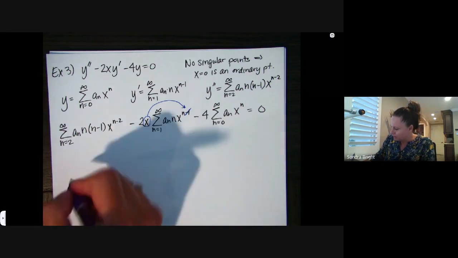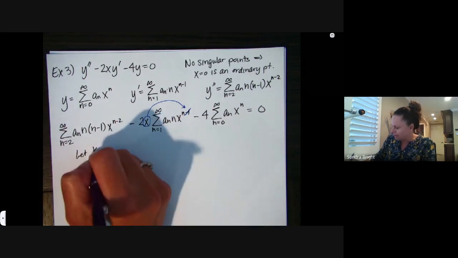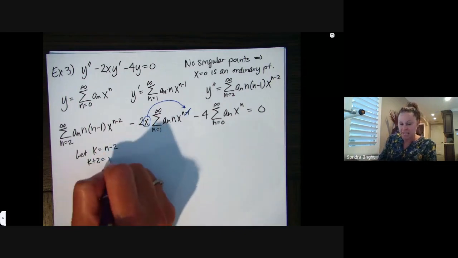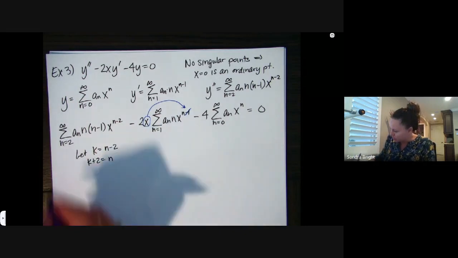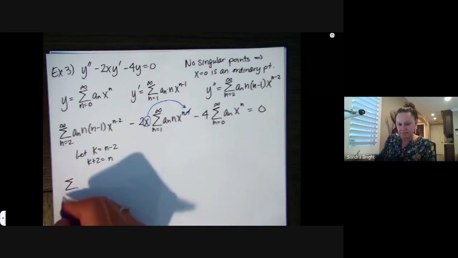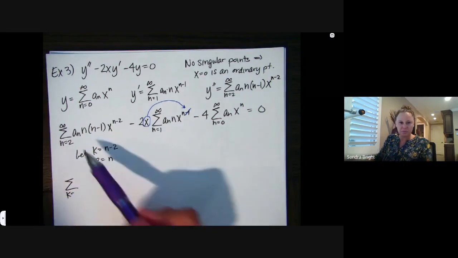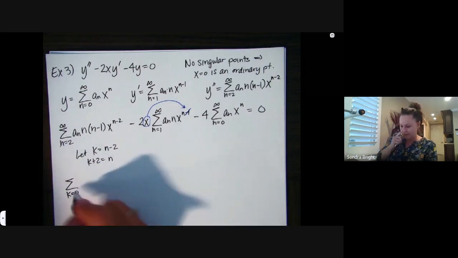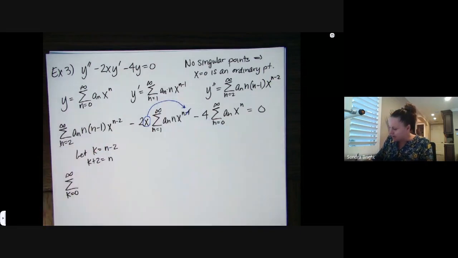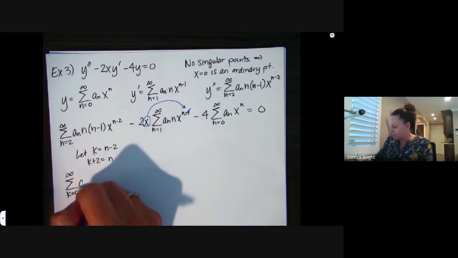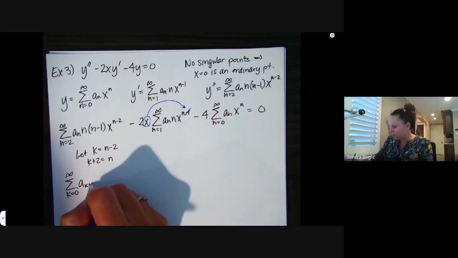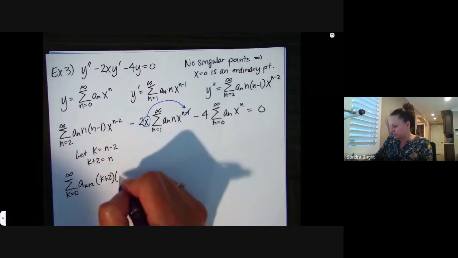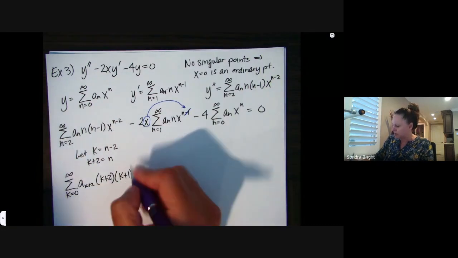So I'm going to let k equal n minus 2 here, which means k plus 2 is equal to n. So this gets replaced with k. Technically it's k plus 2 equals 2, but that makes it k equals 0 to infinity of a sub k plus 2 times k plus 2 times k plus 2 minus 1, so that's k plus 1, and an x to the kth power now.